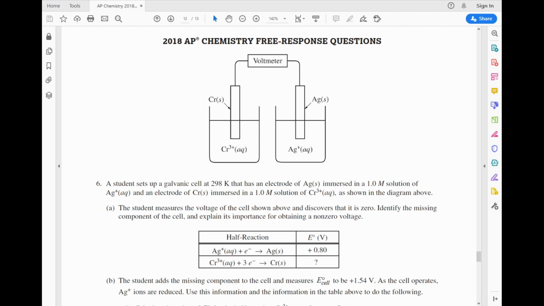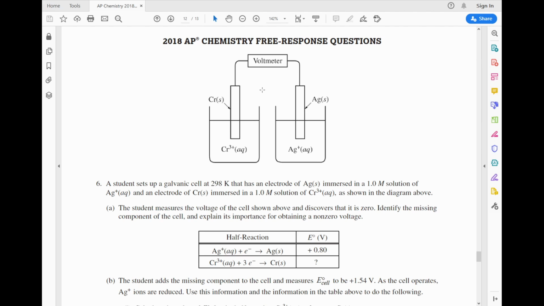So if you look at this, imagine we're an electron. We're an electron right here. It's going to go down, up, through here, and down, and where do we go? What are we missing? Well, we're missing this salt bridge.